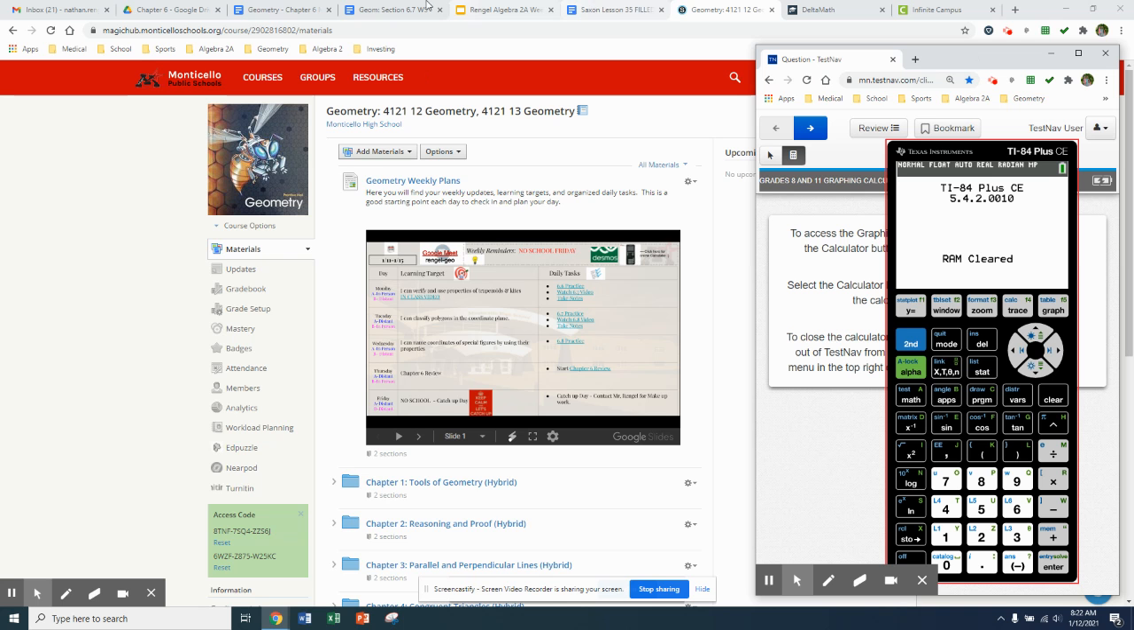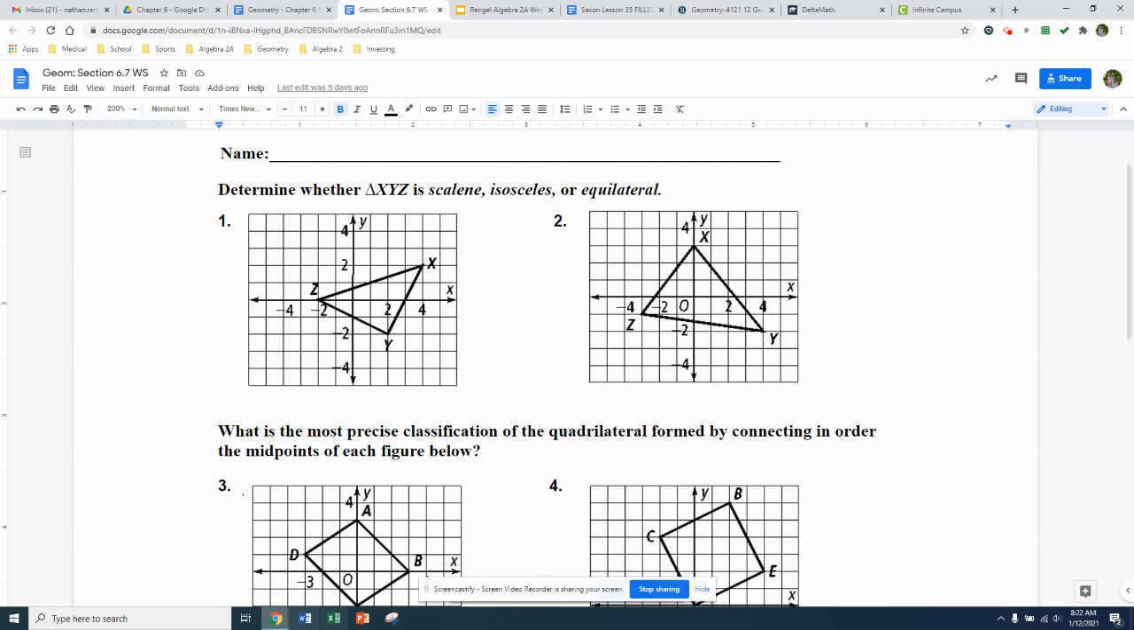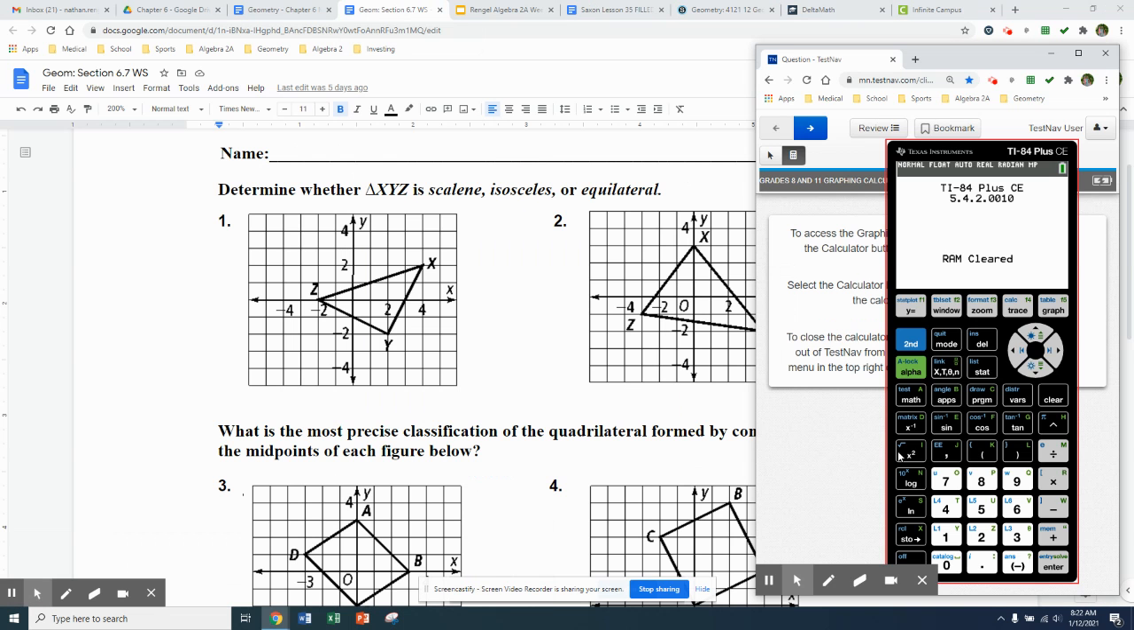All right, there we go. And then we'll head into our practice sheet here. In numbers 1 and 2, we're going to determine whether the triangle that we're dealing with is scalene, isosceles, or equilateral. So we're going to check each of those and determine what type of triangle we are dealing with.